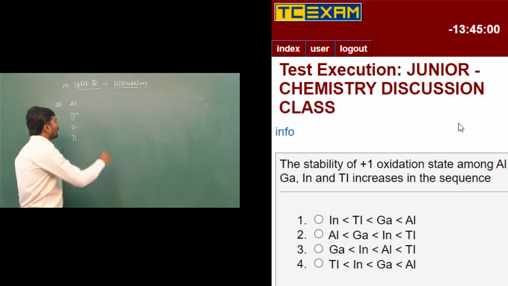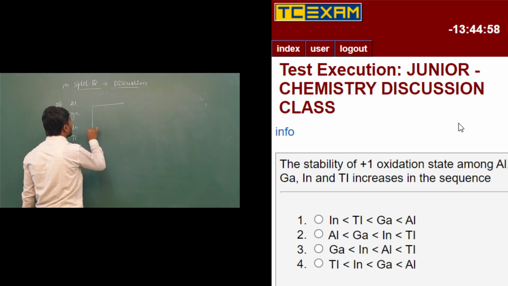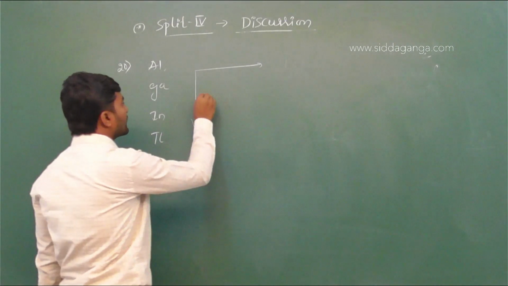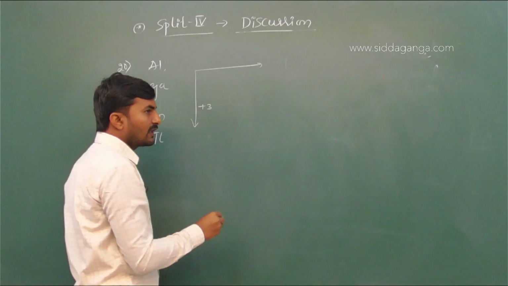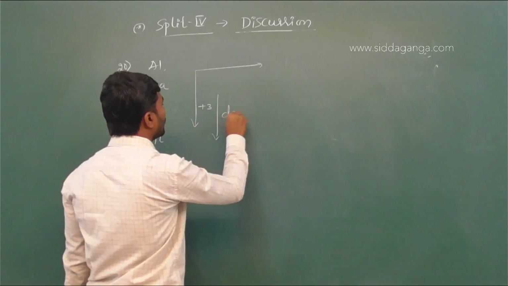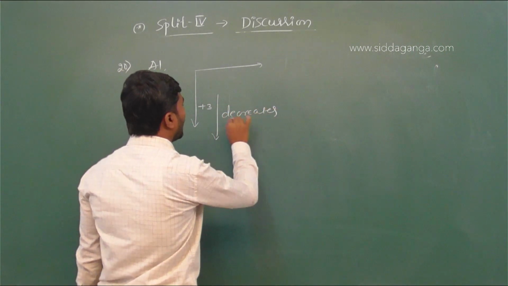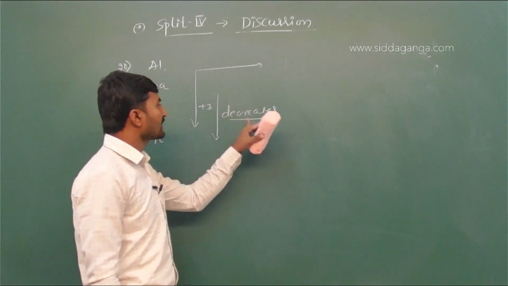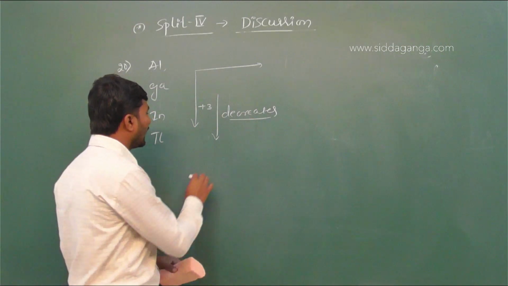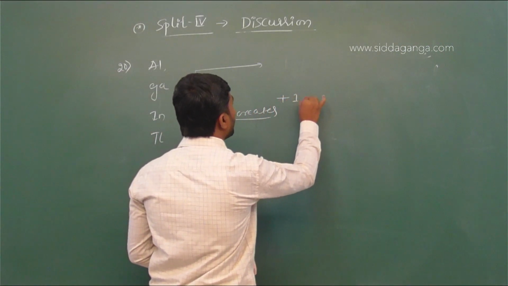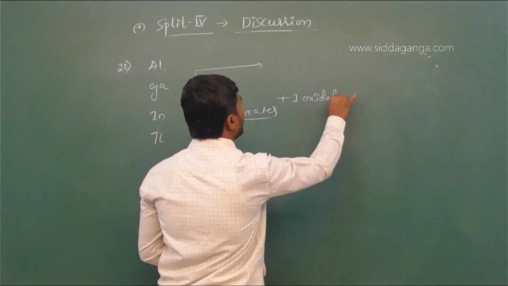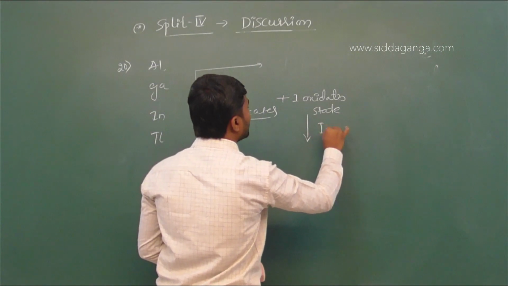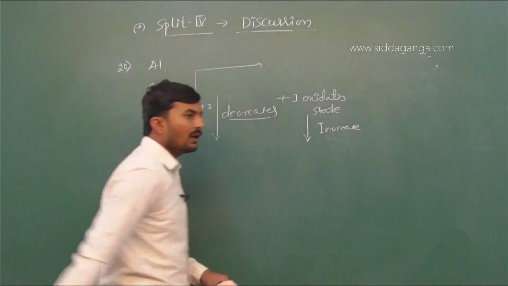Okay, here we need to know one thing, that the stability of +3 oxidation state decreases down the group among p block elements. The stabilities of +3 oxidation states decrease down the group. At the same time, the stabilities of +1 oxidation state increase down the group. As we go down the group, the +1 oxidation state increases.